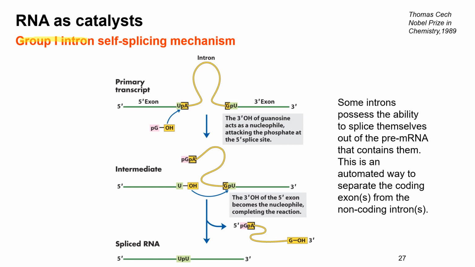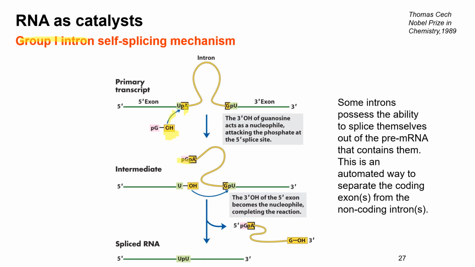For this, you need the free GTP, and in the first step, the 3' OH group of this guanosine nucleotide acts as a nucleophile to attack the phosphodiester bond between the last nucleotide of the 5' exon and the first nucleotide of the self-splicing intron. This forms a new phosphodiester bond where guanosine is now at the start of the intron.